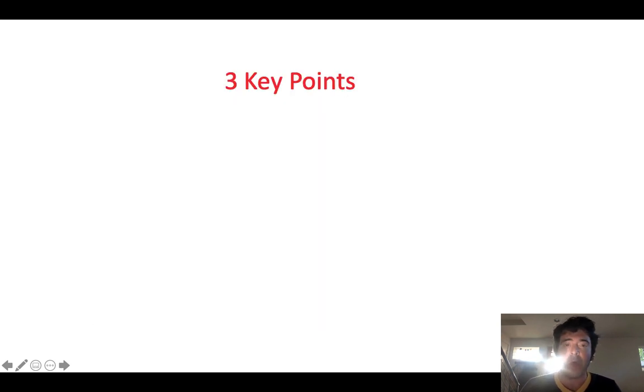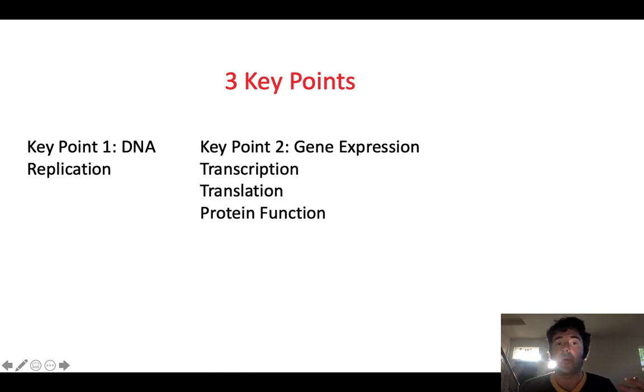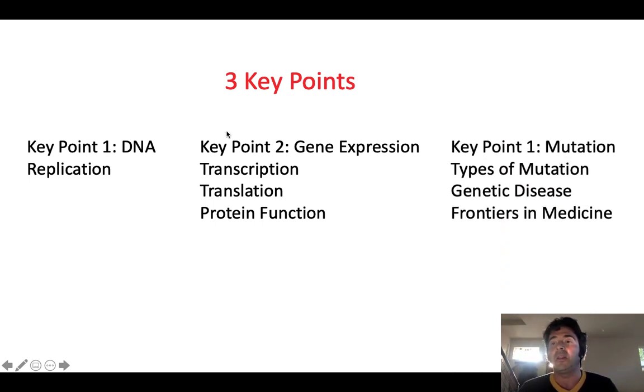So, without further ado, what we're going over today is gene expression. But in order to understand gene expression, we're going to have to lead up to it. We're going to build up chronologically. So first we're going to talk about DNA, and we're going to focus on DNA replication. Then we're going to talk about gene expression with a focus on transcription and translation, making sure to distinguish this process from this process, right? And then finally, we're going to talk about mutation. We're going to talk about types of mutation, genetic disease, and where you see the frontiers or the major changes taking place in medicine, particularly molecular medicine.